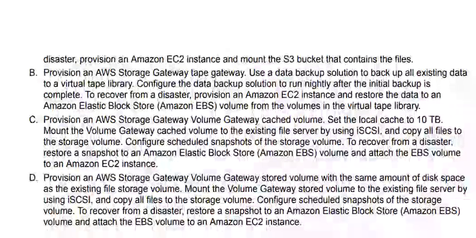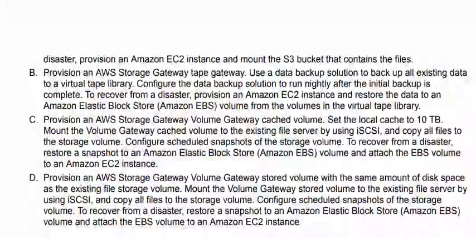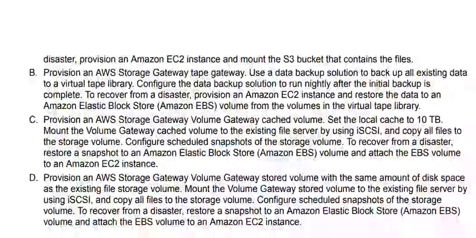Option C, provision an AWS Storage Gateway volume gateway cached volume. Set the local cache to 10 TB. Mount the volume gateway cached volume to the existing file server by using iSCSI and copy all files to the storage volume. Configure scheduled snapshots of the storage volume. To recover from a disaster, restore a snapshot to an Amazon Elastic Block Store volume and attach the EBS volume to an Amazon EC2 instance.